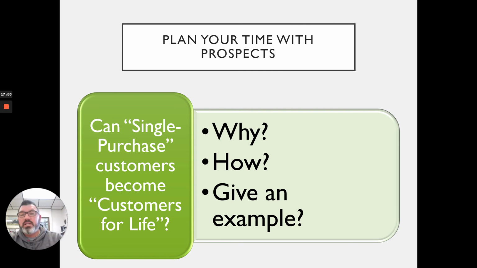Now, can you transition a single purchase customer to a customer for life? And I say when, why, how, and give an example. Yeah, absolutely you can. Think about those potential customers, or if you're thinking about a leadership situation, you can win over, so to speak, those skeptics within your leadership group with great ideas and great relationship building, and then they transition themselves to someone who's going to believe in you every time you bring a new concept or idea or goal that you're trying to achieve. They're going to be on your team right away, and they're going to help you achieve it. So yeah, you can transition them.